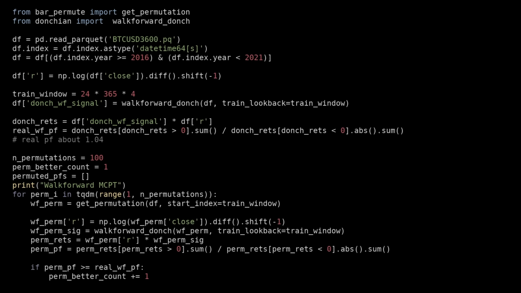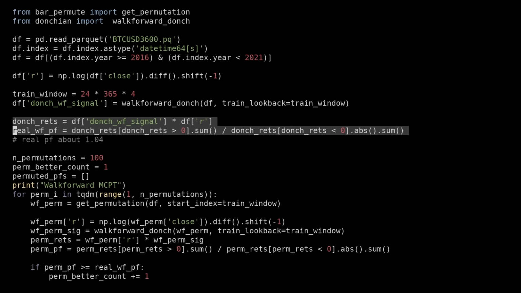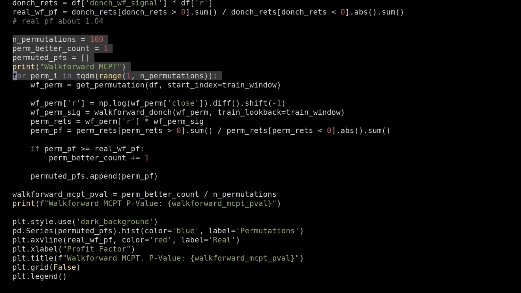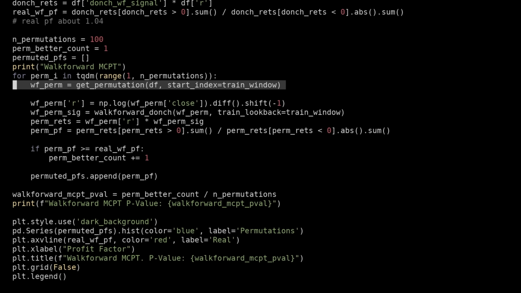You will notice the code is very similar to the in-sample permutation test. We load in our data and set the train window to 4 years. Then we compute the walk forward signal. With the signal, we can compute our real walk forward profit factor. Then we set the number of permutations and loop through them. We call the same getPermutation function, but we set the start index to the train window to only permute data after the first training fold.